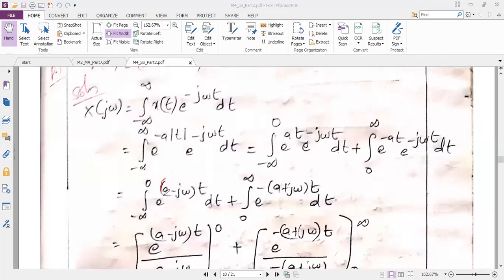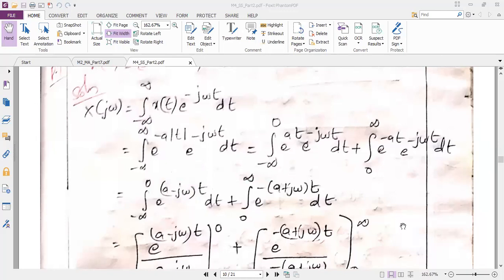Take the power t. t is the only term which we can take out from both the terms. You have two different terms, so from both the terms we can move. From the first term we are taking only t outside. For the second term, since minus is also common, minus t we are taking outside. So if it is in this form, it is easy for us to apply the integration.